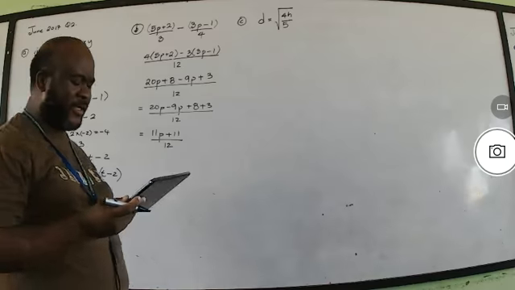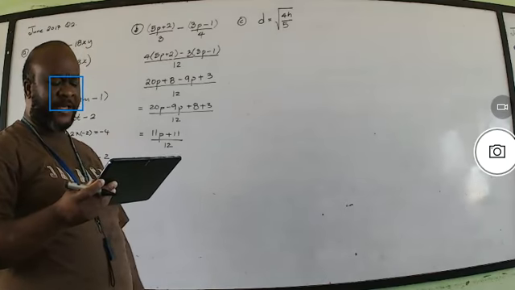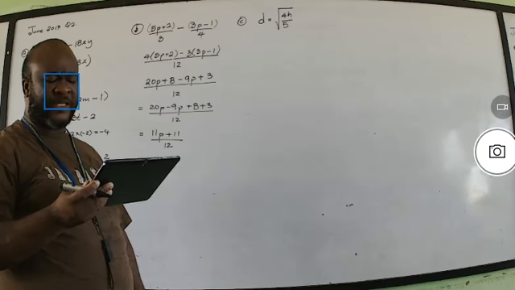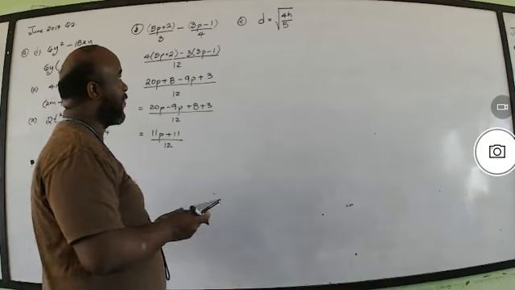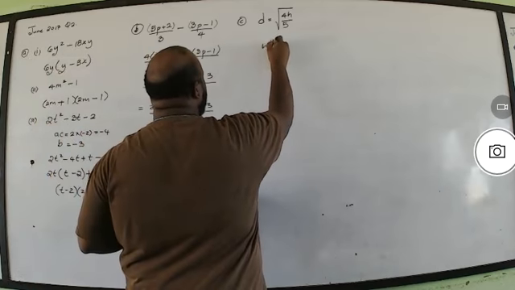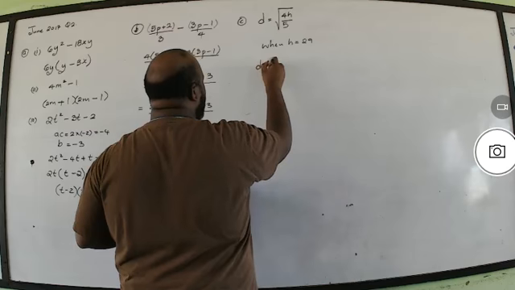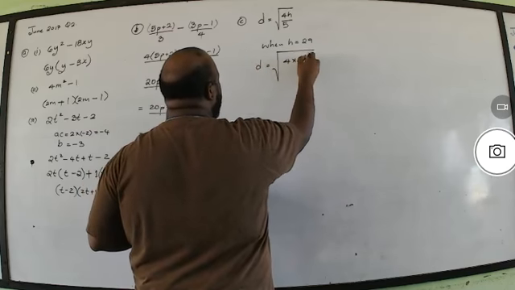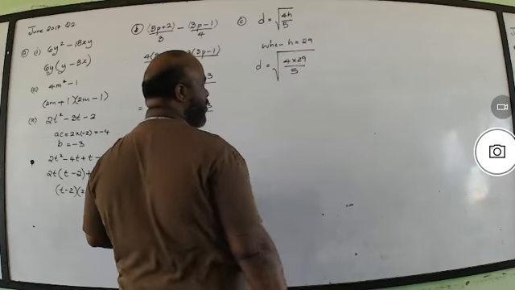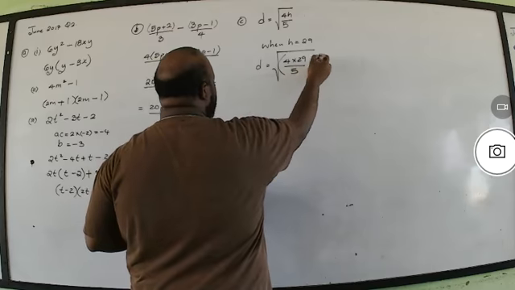Alright, the first thing, it says what? Determine the value of D when H is 29, giving your answer correct to 3 significant figures. So when H is equal to 29, D would be equal to the square root of 4 times 29 over 5. Do you agree? Yes, sir. Just put this in the calculator and press equal.